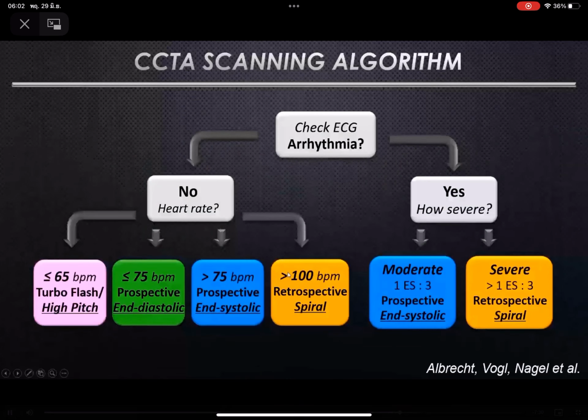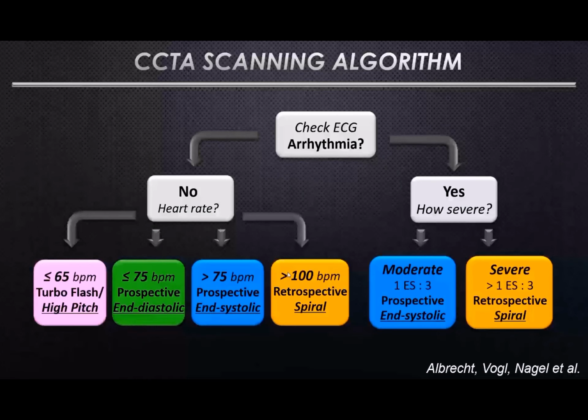And together with my two mentors in my home institution, we developed here the scanning algorithm, so it defines very nicely which protocol is actually to be chosen. We check the ECG initially and first look for arrhythmia. If we have no arrhythmia, then depending on the heart rate, with 65 and below, we choose the high pitch protocol, and then depending on whether it's above or below 75, we choose end diastolic and systolic, or the retrospective spiral acquisition in very high heart rates.